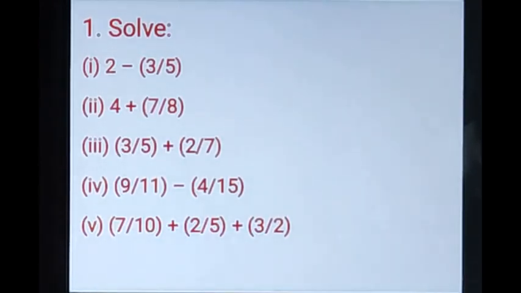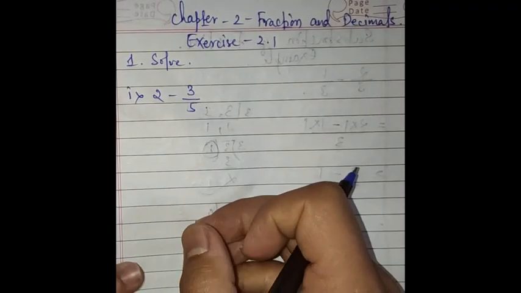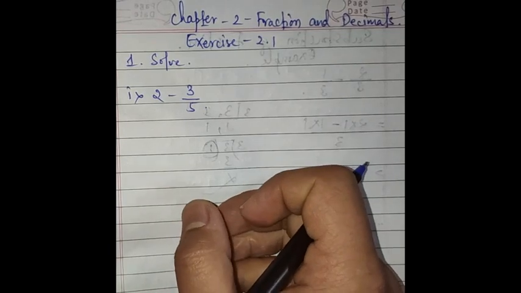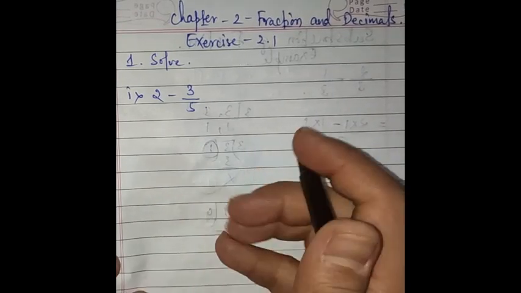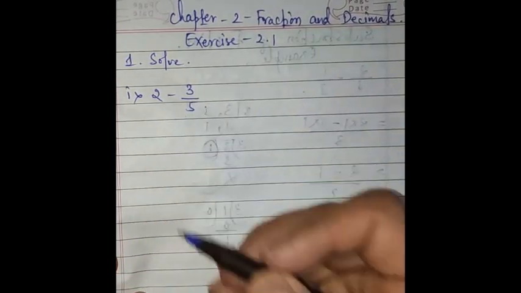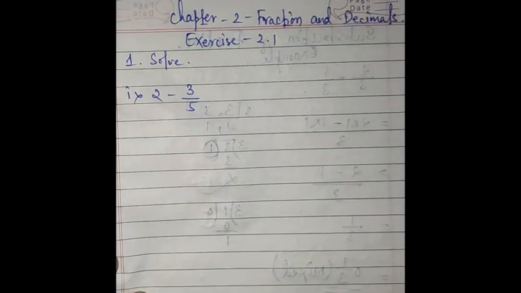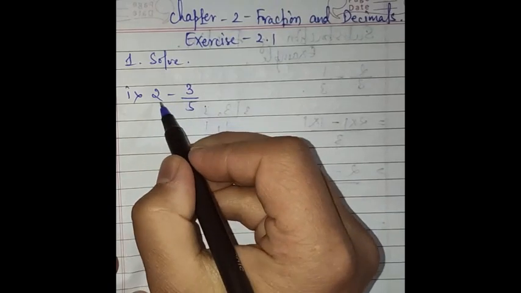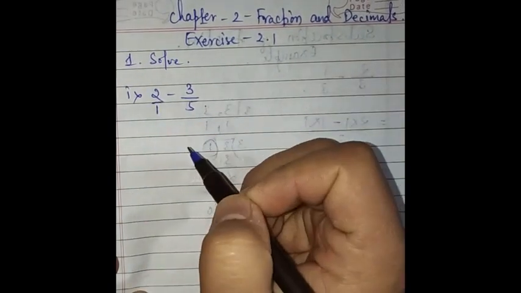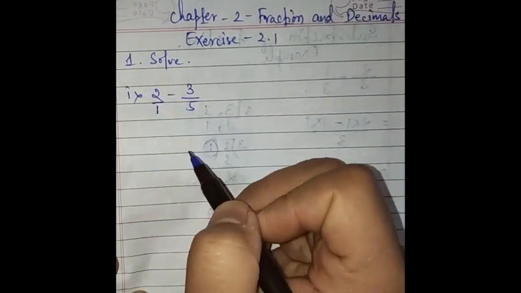Number 1, 2 minus 3 by 5. You have to solve this. Alright, so let us solve it. Okay, this is the first question from the exercise 2.1. Alright, so this is a very easy one. This is similar to the one which we have done in example one. So first of all, make this also a fraction, numerator and denominator.